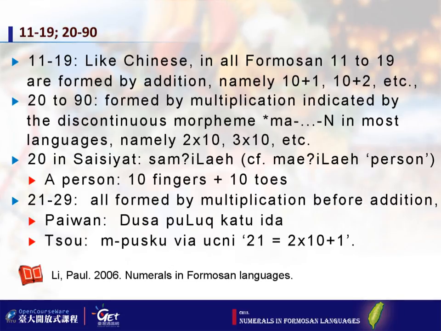And 21 to 29 are all formed by multiplication before addition. For example, in Zhou, for 21, you first do the multiplication, 2 times 10, and plus 1. So first multiplication, then addition. And Pi 1, that's the one in the south, you have Dusa, remember that's 2. So 2 times 10 plus 1, like this.